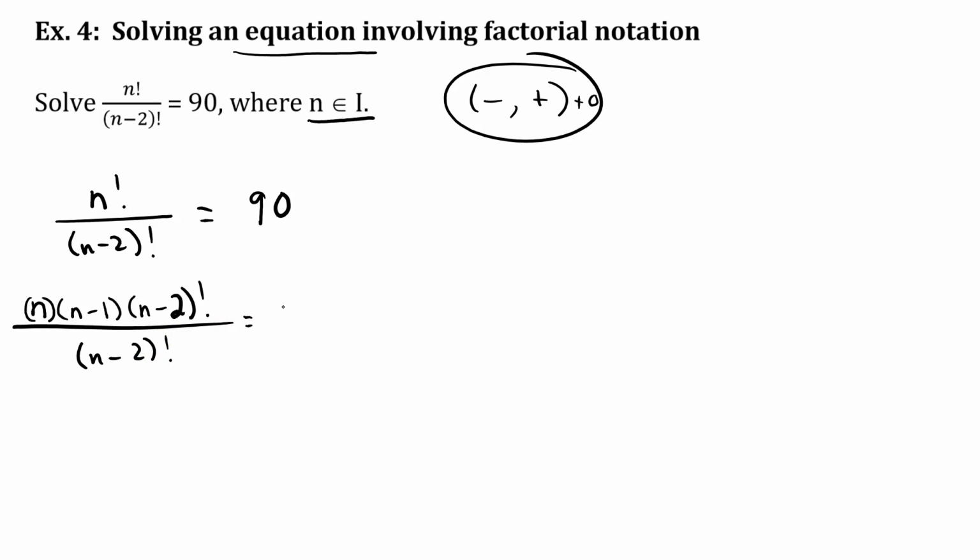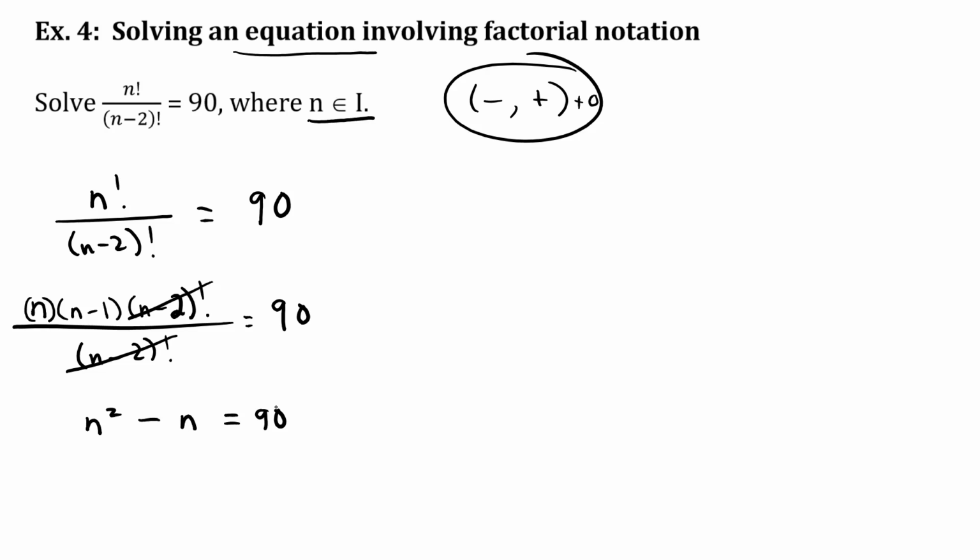We don't want to forget that 90, okay? We don't want to drop that other side of the equation because it's an equation. It's important to have both sides. So I can cancel both the numerator and the denominator. And if I were to say n times n minus 1, I would say n squared minus n equals 90.